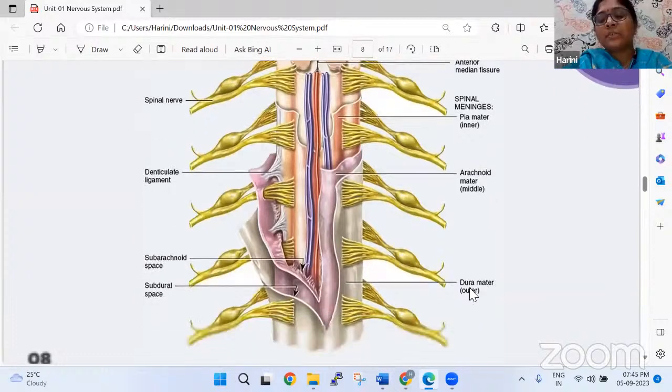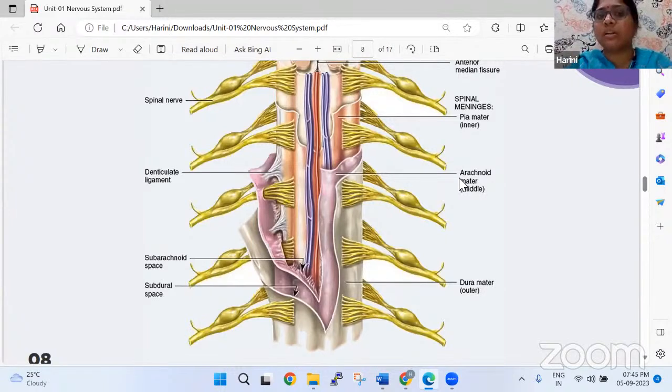So here, the space between the dura mater and arachnoid mater is below the dura mater, right? So we call it the subdural space. Why I'm explaining these regions is that it's very important, because whenever you have heard about these injections, how do they go?